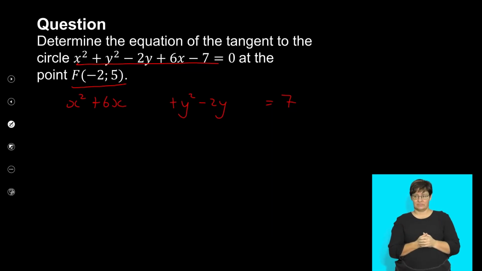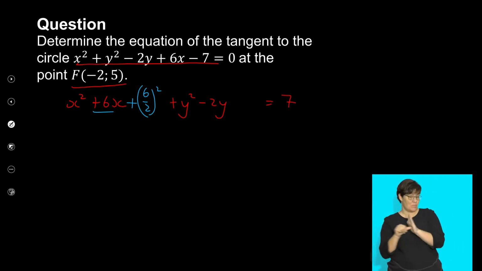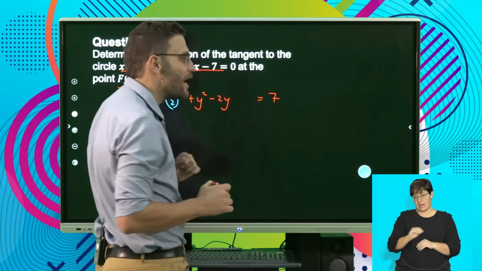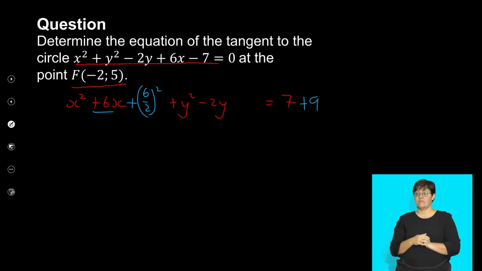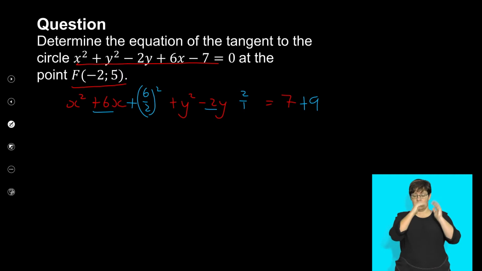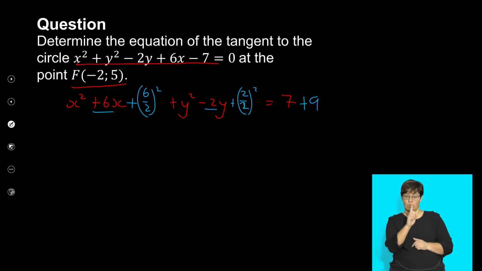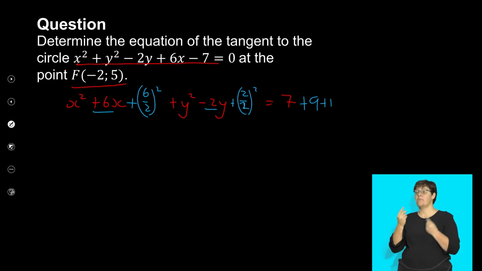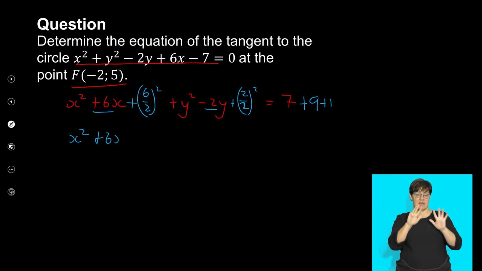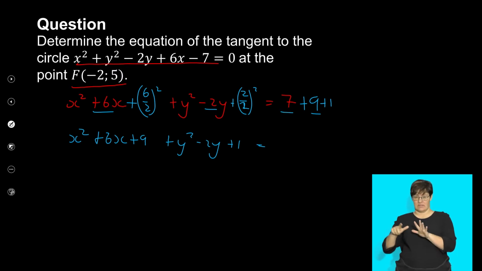So how did we decide to complete the square? I'm going to take the coefficient of x, divide it by 2, square it, and I'm going to add it. But I always have to add it on both sides. That's important. So 6 over 2 is 3. 3 squared is 9. And so I'm going to have to add that 9 on both sides. Then for the y, I'm going to take the coefficient of y. I'm going to divide it by 2, square it, and add it. So 2 divided by 2 is 1. 1 squared is 1. I'm going to add that on both sides. And what I end up with is x squared plus 6x plus 9 plus y squared minus 2y plus 1 is equal to 7 plus 9 is 16 plus 1 is 17.